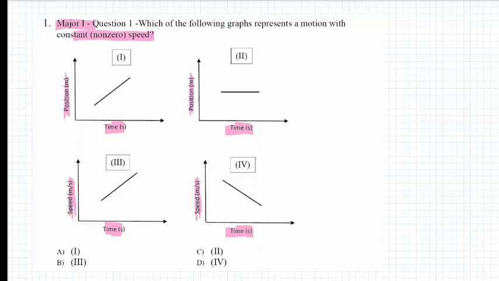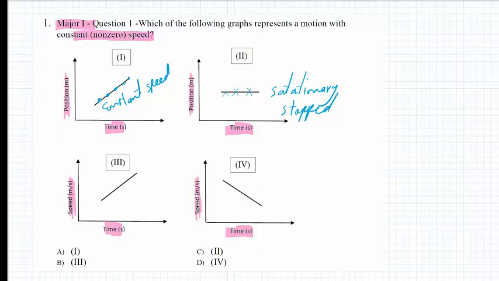Let's analyze the first one. The position increases linearly over the time. That means the speed here is constant. The second one, the position is constant over the time. That means a stationary object, or the object is stopped, does not move.